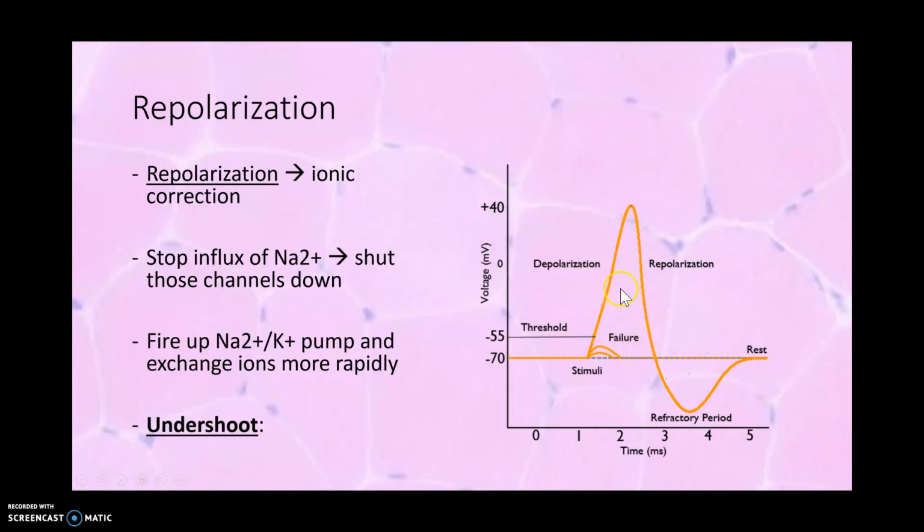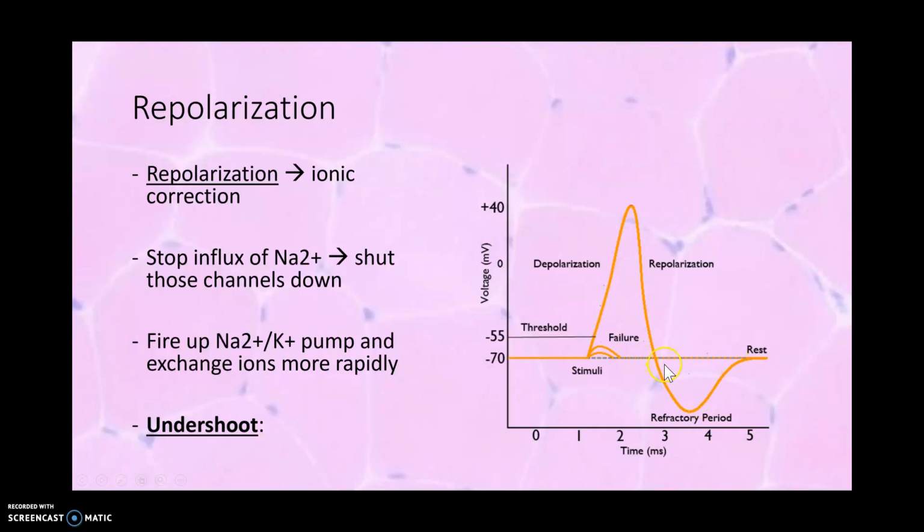We're also going to move a lot of potassium out because, again, it's 50 to 100 times more permeable to potassium than sodium. So we're going to be moving all this potassium out, which is also positive. So we're moving all the sodium and potassium back out of the cell, becoming much more negative. But what happens is we actually get rid of more potassium than we need right away. So we have what's called an undershoot here.